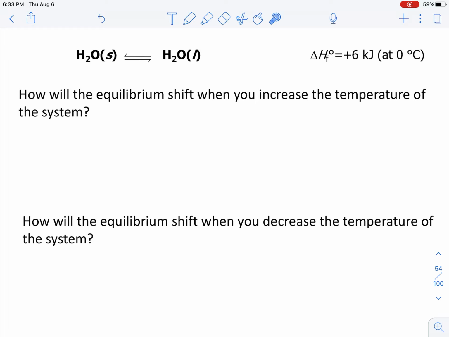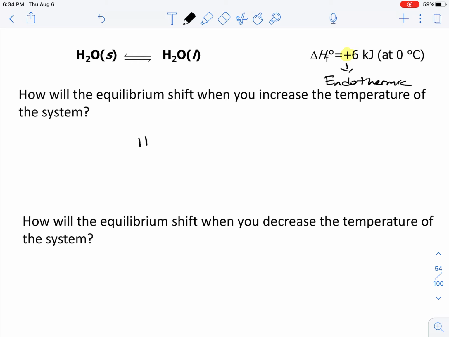Looking at the first question: how will the equilibrium shift when you increase the temperature of the system? First and foremost, I need to look at the sign of my enthalpy value. This is an enthalpy of formation, which is the same thing as delta H. There are a whole bunch of ways to represent delta H of formation, delta H of reaction, et cetera. It doesn't really matter. Delta H is delta H. For this example, this is an endothermic reaction.